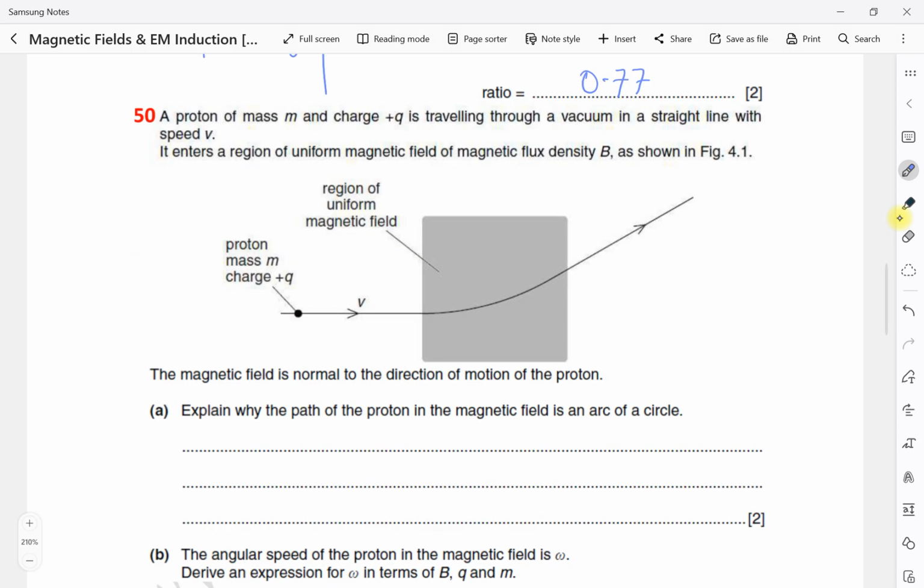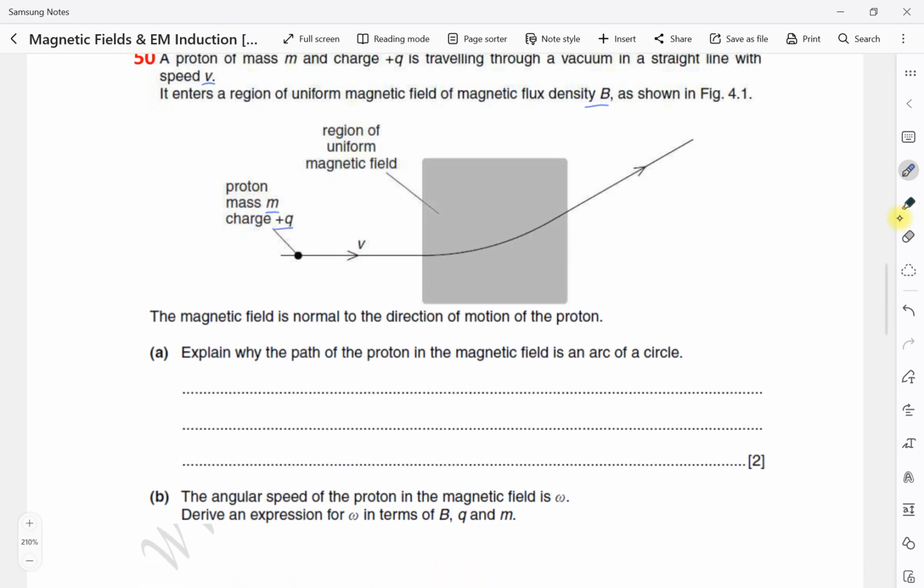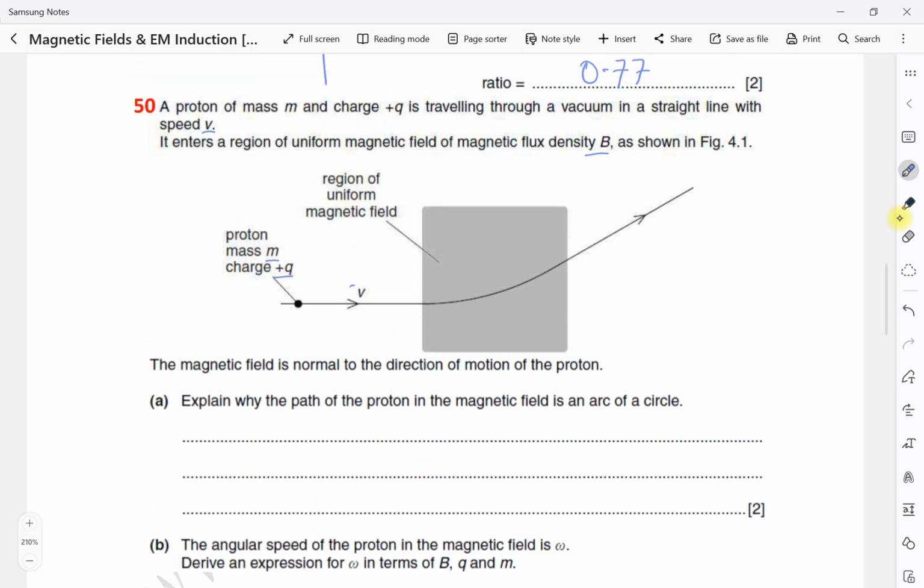A proton of mass m and charge q is traveling through a vacuum in a straight line with speed v. It enters a region of uniform magnetic field of flux density B. So the particle is positive, mass m, speed v. The magnetic field is normal to the direction of the motion of the particle. Whenever the magnetic field is perpendicular to the direction of motion of the particle, the particle experiences a magnetic force, which is also perpendicular to the direction of the velocity and also perpendicular to the magnetic field. Since the path is upwards, the magnetic force at entry is vertically upwards.